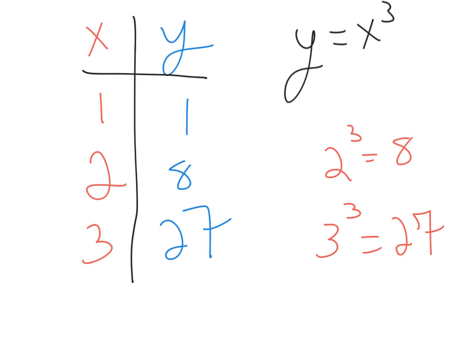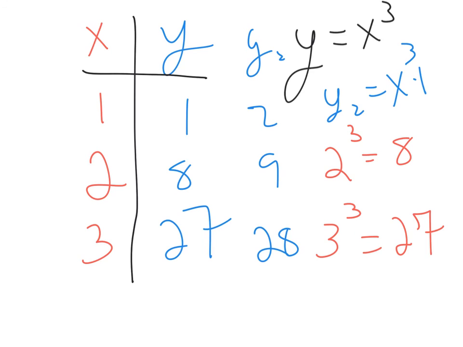The only changes you might see is when they start adding on constants too. So if this were not 1 but 2, let's make another variable y2, okay? If this were 2, 9, and 28, your function might be x cubed plus 1.